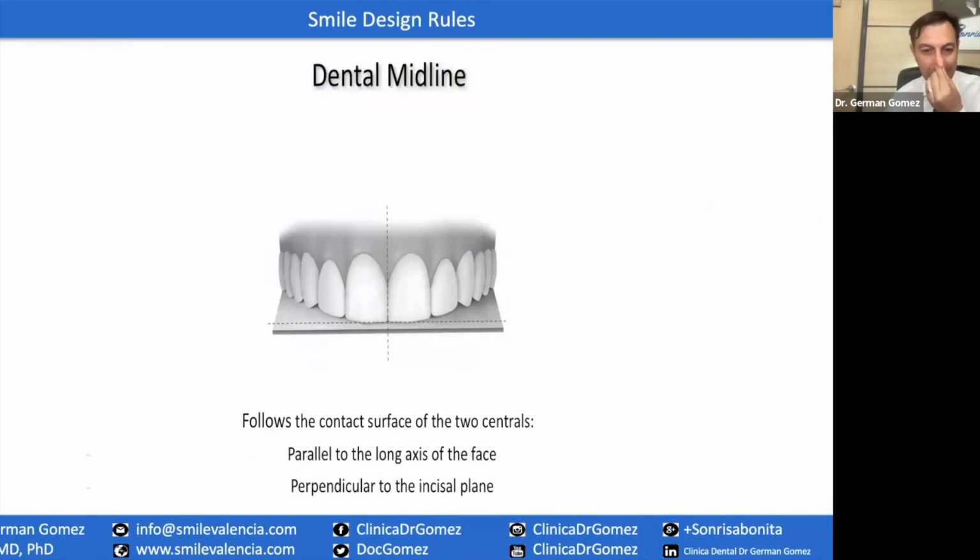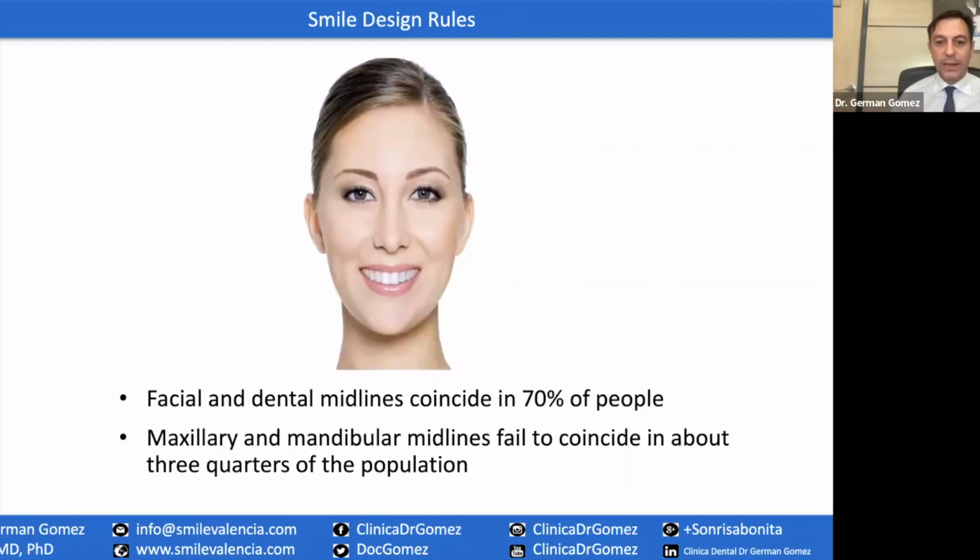So the dental midline follows the contact surface of the two centrals, parallel to the long axis of the face. The long axis of the face is parallel to the midline. Facial and dental midlines coincide in 70% of the people. That means 30% do not have it. For example, this lady doesn't have it, because the nose philtrum is a little bit more here than here.